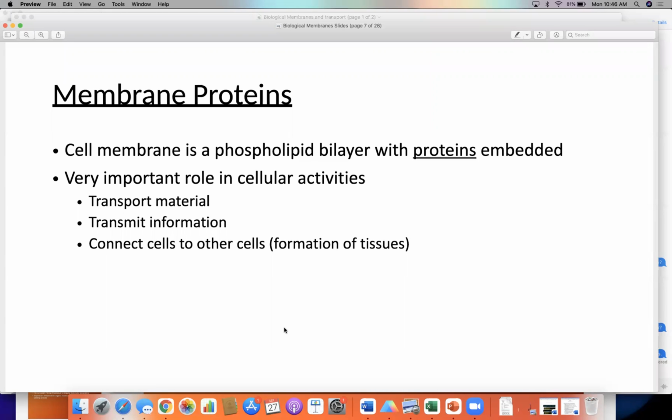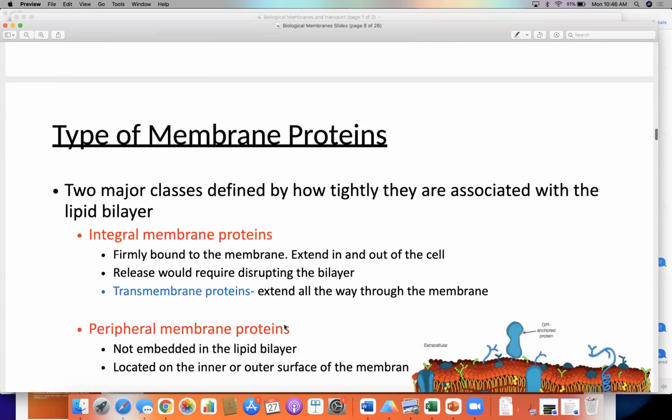We said that the proteins on that membrane facilitate cell-cell contact. So, the connection of cells to other cells, and we know that we need that in order for tissue formation to occur. We looked at those biological levels of organization, and we know that cells interact together to form tissues. So that adherence or adhesion between cells is important, and proteins help facilitate that process.